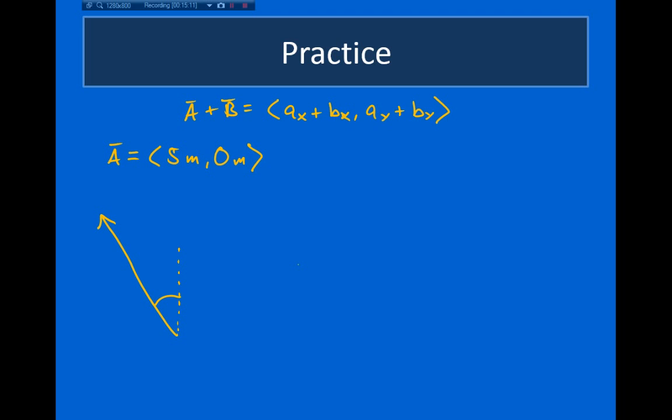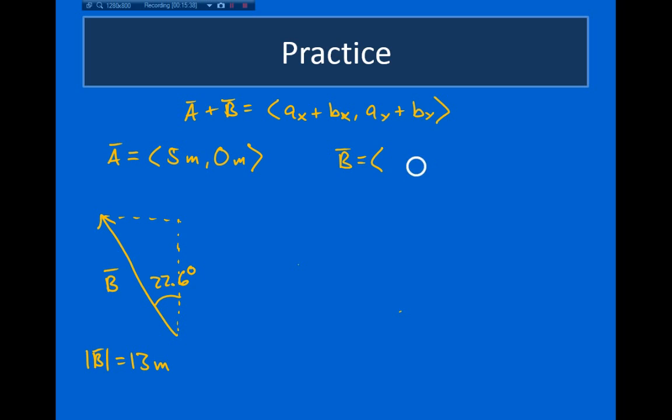This angle was 22.6 degrees, I think. Let me double check that. Yep. And the magnitude of vector b was 13 meters. So looking at this here, I need to find the components that are in the east-west direction and the north-south direction.